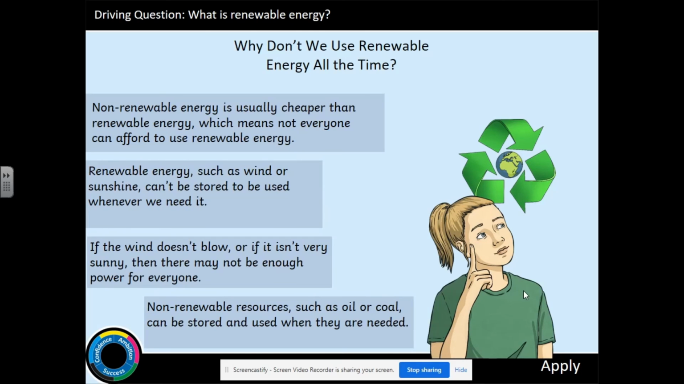Last but not least, non-renewable resources such as oil or coal can be stored and used when they are needed. So as you can see, even though non-renewable energy might not be good for the environment, it is more readily accessible. But again, I know we have not looked at non-renewable energy and we will do so in our next lesson.